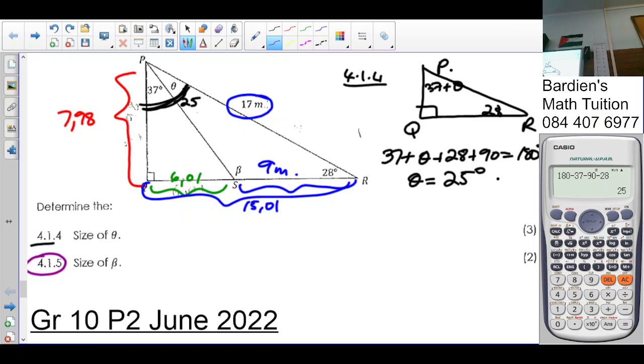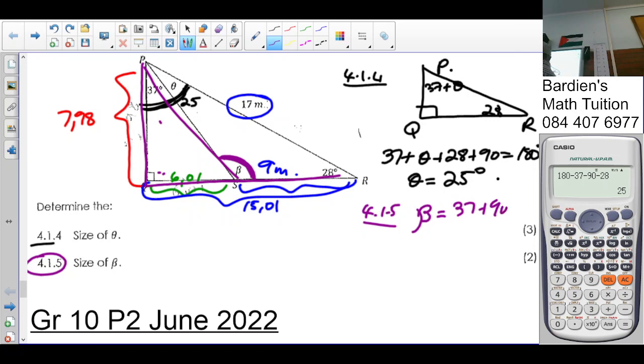4.1.5, calculate angle beta. So you see angle beta lies here. So that is the exterior angle of a triangle. Exterior angle is equal to the sum of the 2 interior opposite angles. So angle beta is equal to 37 plus 90 degrees. The reason is exterior angle of triangle PQS. So that's going to give you 127 degrees.